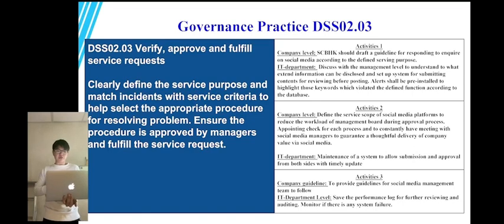About DSS02.03, it is to verify, approve, and fulfill service requests. The first thing is to define the service purpose and to verify entitlement for service with the predefined flow.